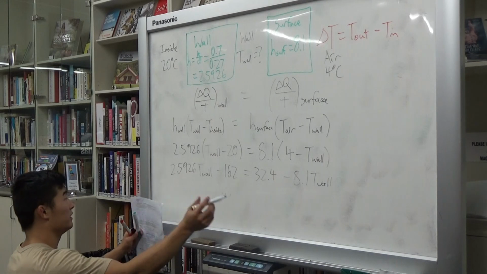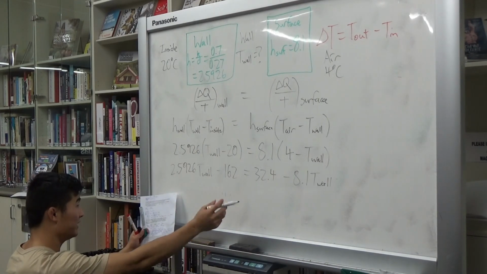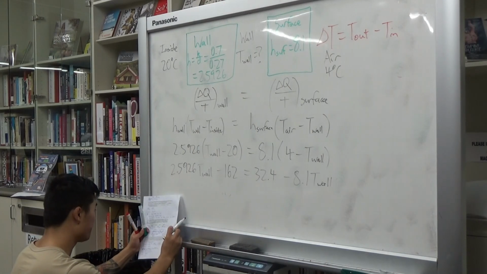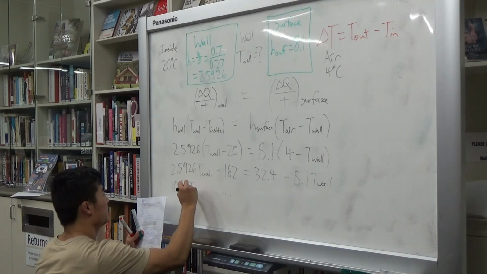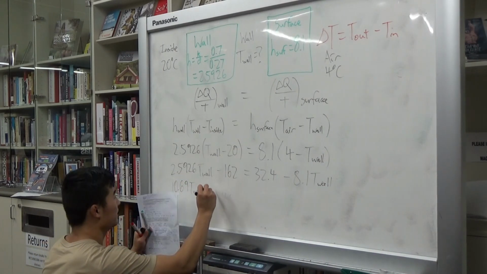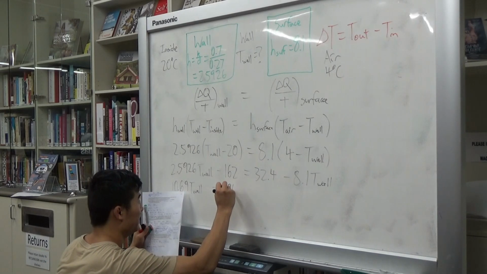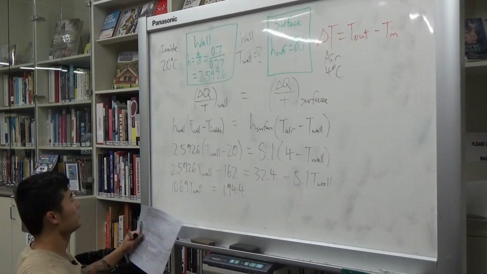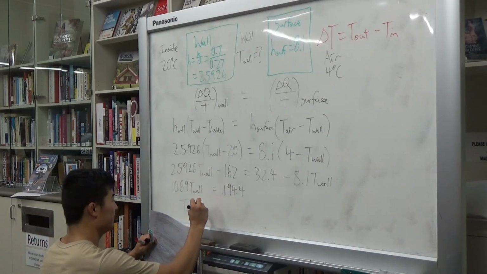And then gonna put the T walls together and then the numbers together. So it's 10.69 T is equal to 194.4, and divide both sides by 10.69.